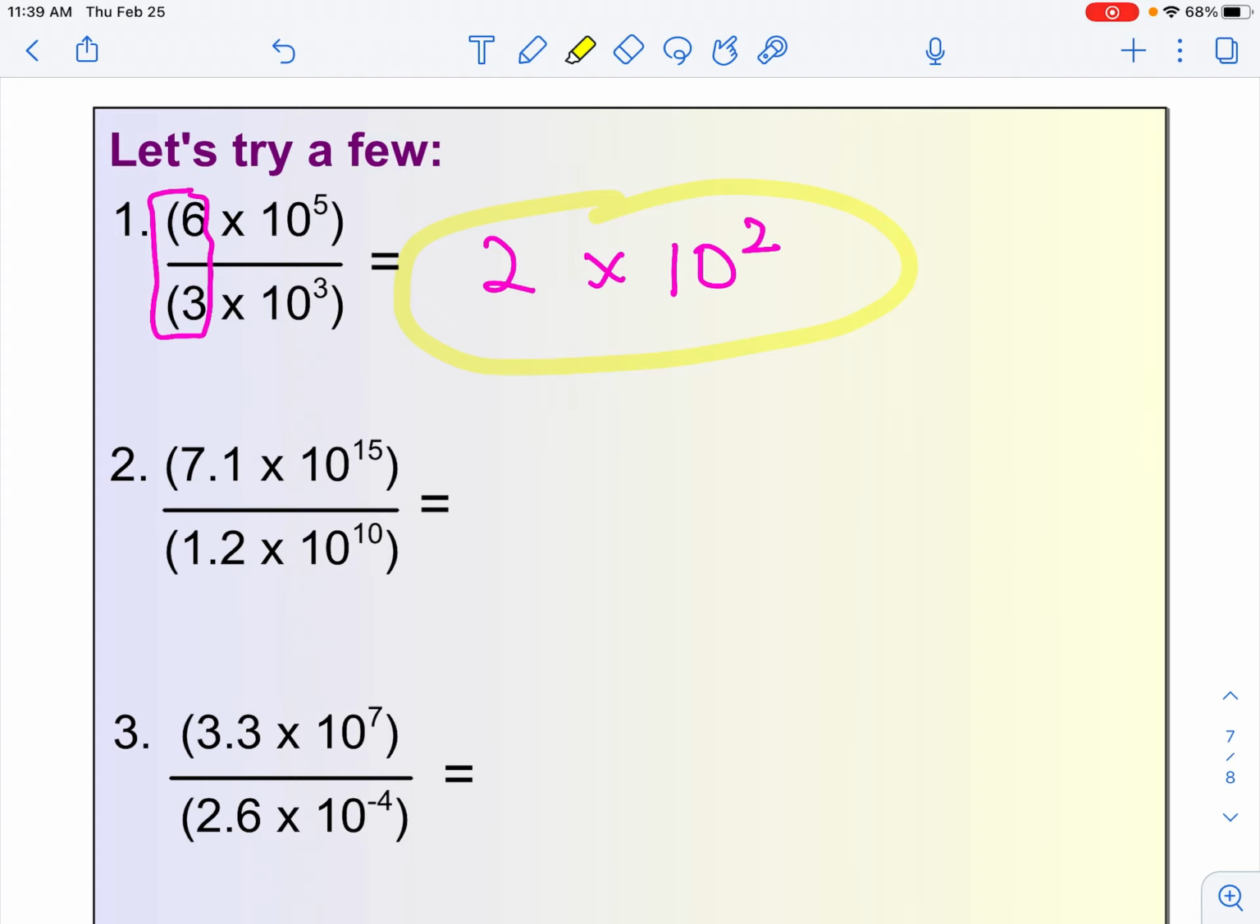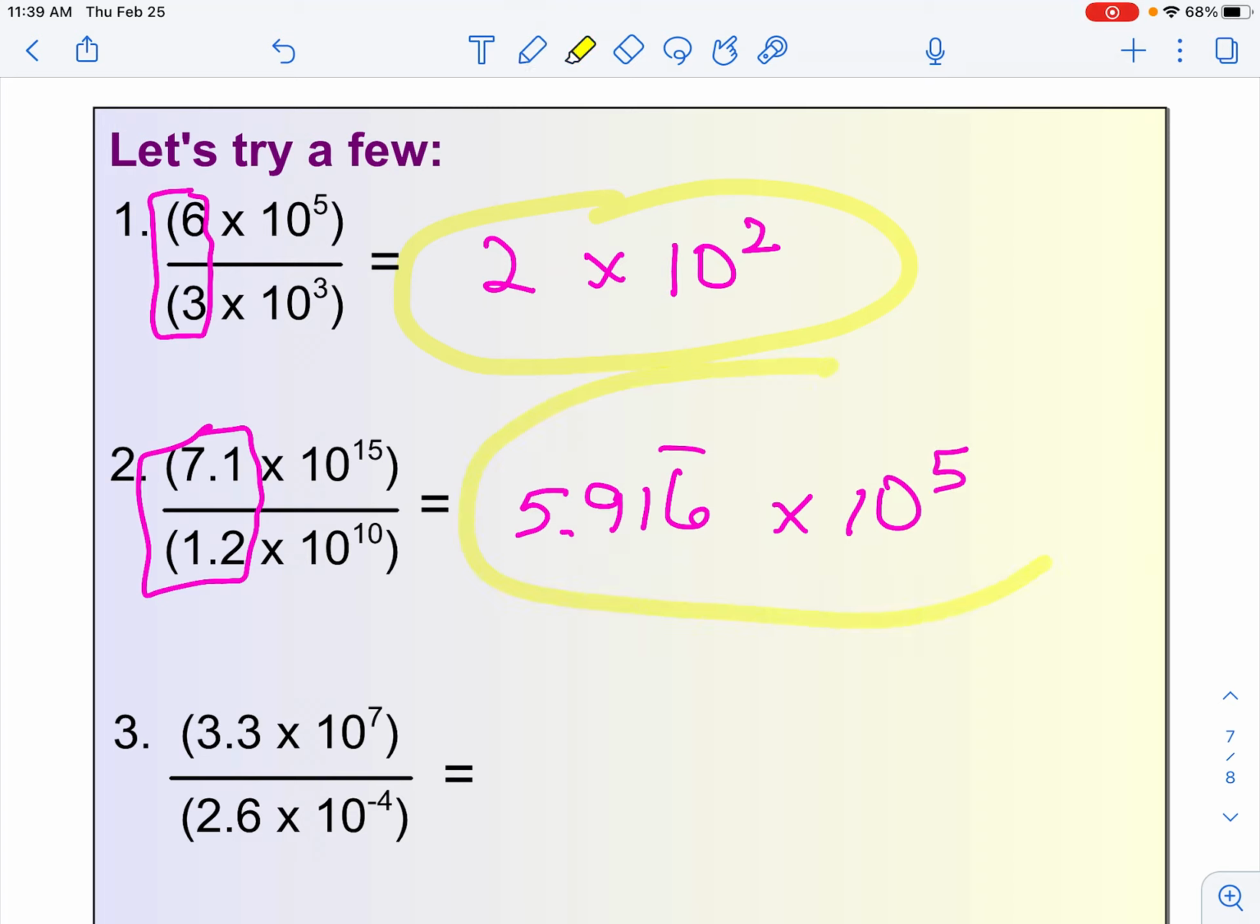So when I take 7.1 and I divide it by 1.2, when I divide this on my calculator, I get 5.916 repeating. And you could probably round that, but I'm just going to leave it. And then I'm going to subtract those exponents to get 10 to the 5th power. All right, you can try the third one on your own, and then you can check back to the notes to make sure you got it correct.